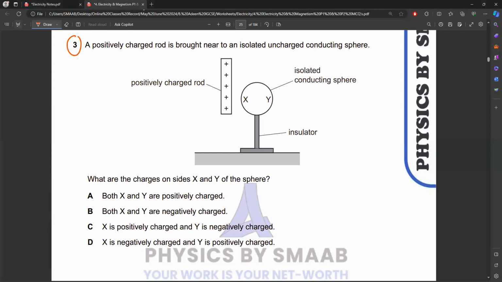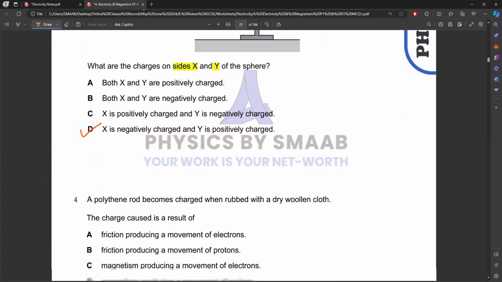So basically, in the question we have a positively charged rod, as we can see, and it is close to an isolated uncharged conducting sphere. It is completely isolated from the ground. So what are the charges on sides X and Y? Definitely negative charge will shift towards the left hand side and positive towards the right hand side. So Y is positive, X is negative. D.